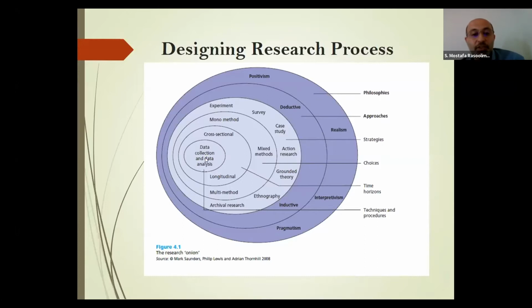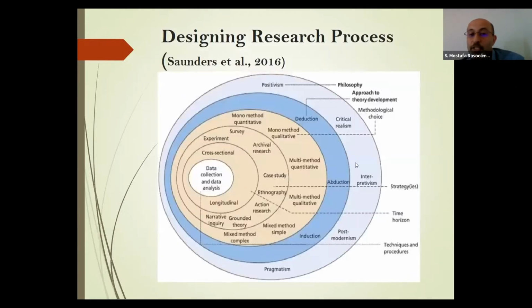In this Saunders onion, data collection refers to the last layer of the onion. So before that, we need to identify the quantitative research approach. We need to identify, especially based on this latest version, 2016, the research strategy: survey, panel data, or experiment. These are different types of strategy that can be applied in quantitative research.